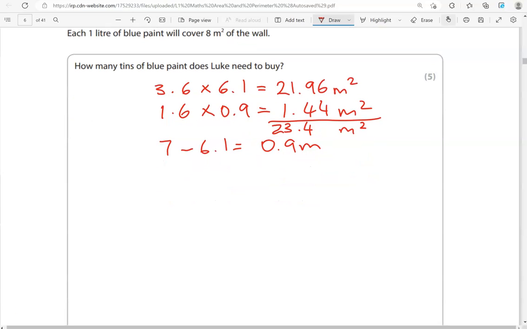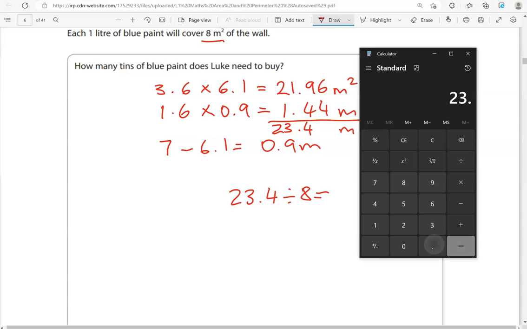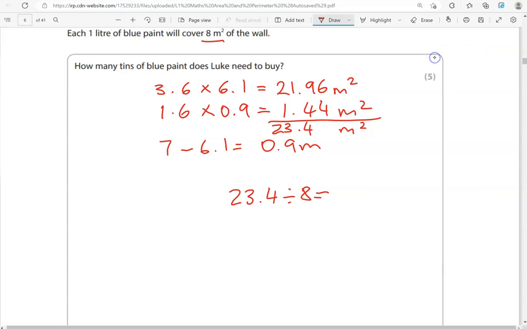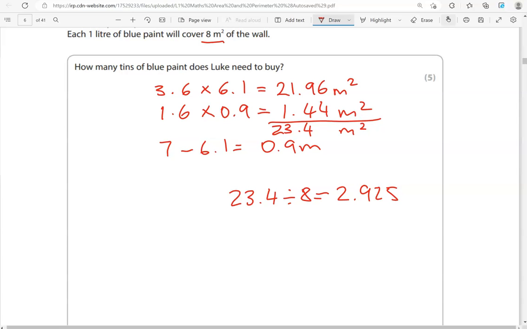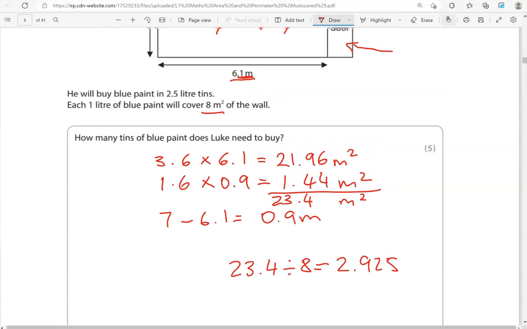square meters. We know that 1 litre of paint will cover 8 square meters. So what we can do now is 23.4 divided by 8. Which gives us 2.925, which is very close to 3. So about 3 litres of paint are needed.